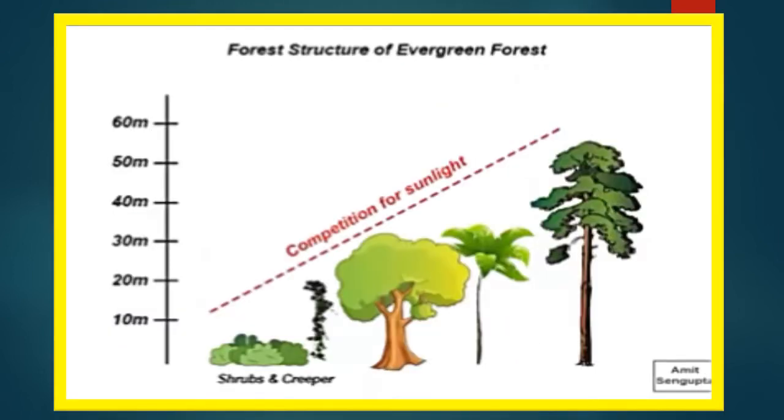Now since this region is warm and wet throughout the year, it has all kinds of vegetation. You can see here scrubs, creepers, short trees, tall trees, and then you can see there is a competition for sunlight because the tall trees prevent the sunlight from reaching the ground. So as the sunlight reaches the forest, you can see the different multi-layered structure of trees. Can you see here?